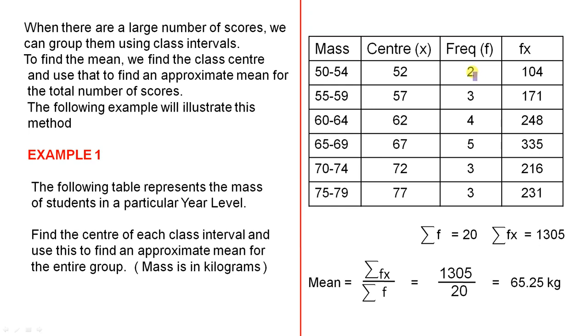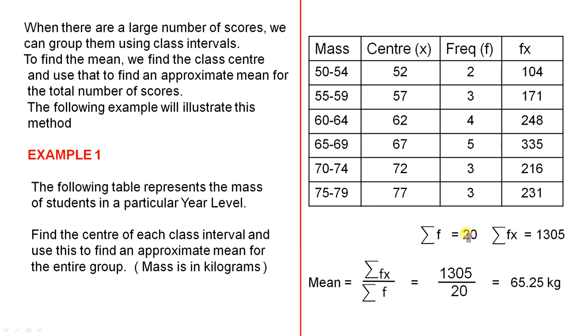If we remember from the previous video, we multiply the frequency by the score. In this case it's the center, and that's the answer for each of those groups here. So 2 times 52 is 104, 3 times 57 is 171, etc.